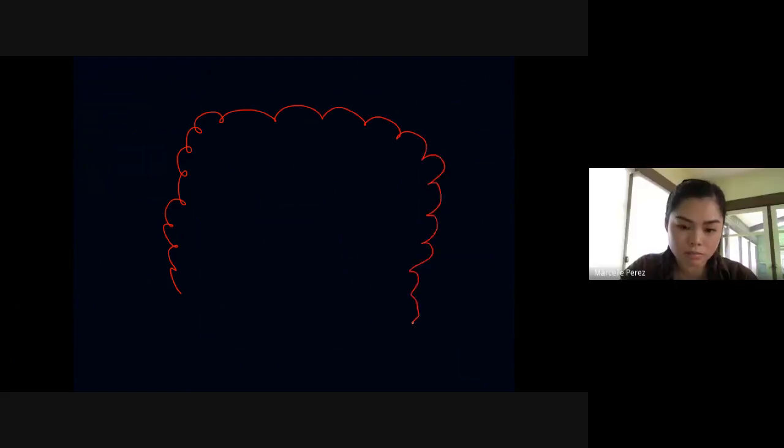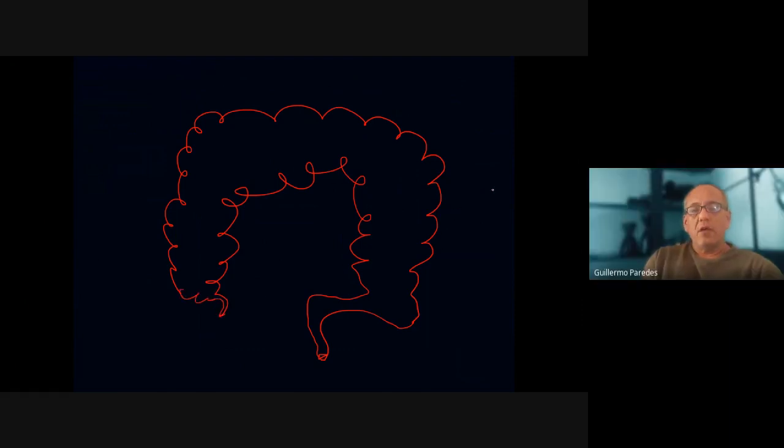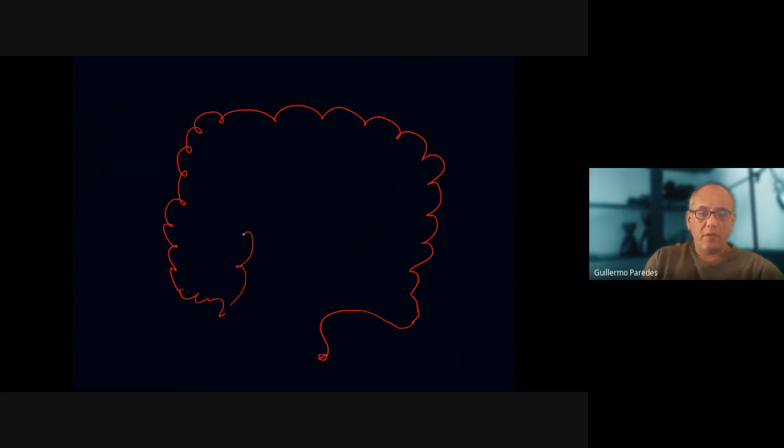So let's do the big graphic here. Tell me what I'm drawing. Colon. Very good. The appendix, correct? All right, this is the appendix. It's a little bit slanted, but anyhow. So this is the colon: the ascending colon, transverse colon, descending colon, sigmoid colon, the rectum, and the appendix.